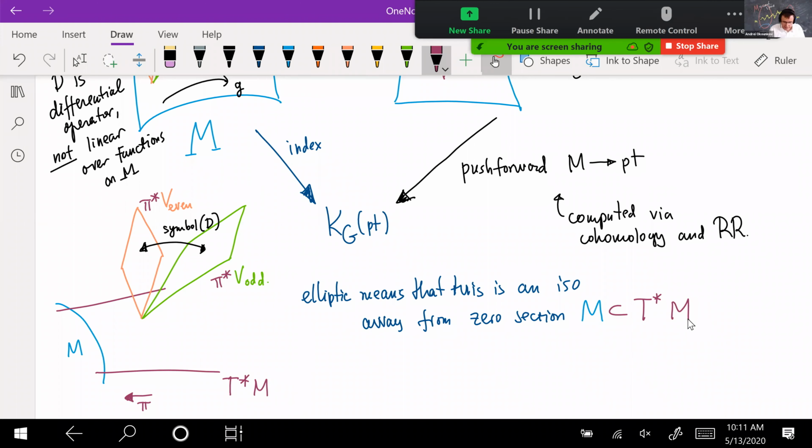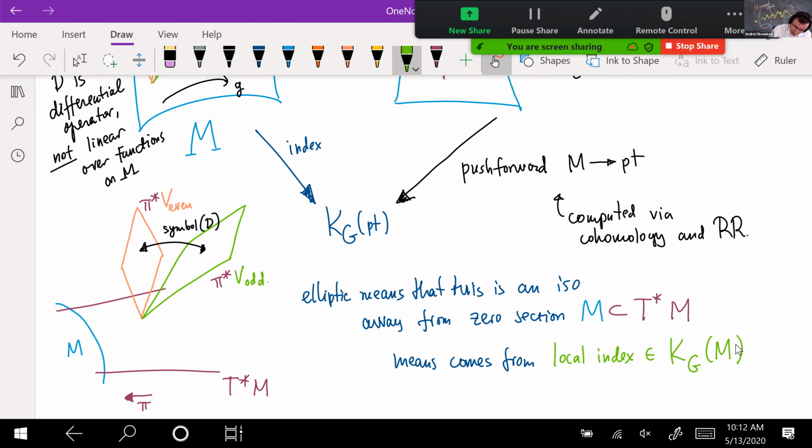In K theory, like any cohomology theory, there's excision. It means if you have some element in K theory, you have this manifold and a closed subset, and you restrict your element to the complement of the closed subset and discover the restriction is zero. Here, this symbol gives you an isomorphism between two bundles on the complement of the zero section. And that means it comes from some element which we call the local index. This is an element in the K theory of M.